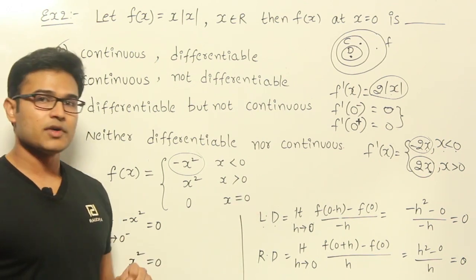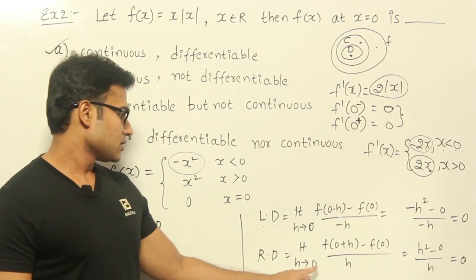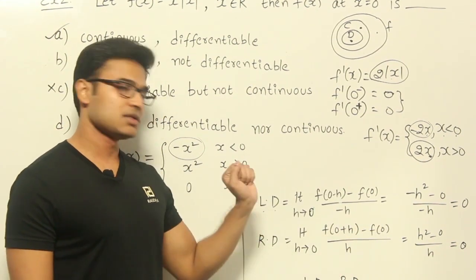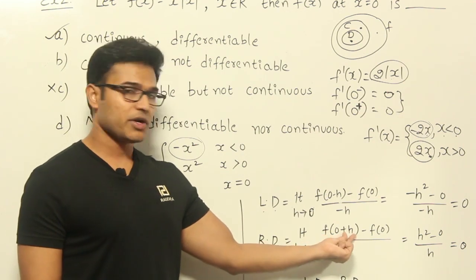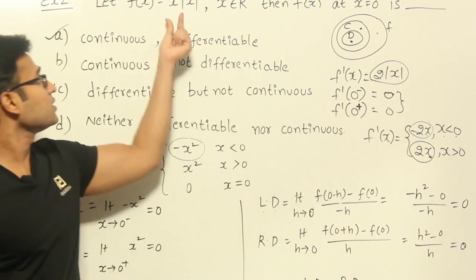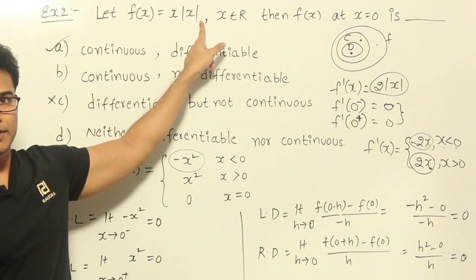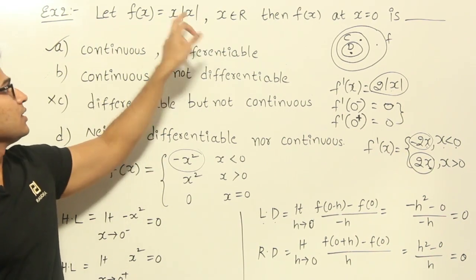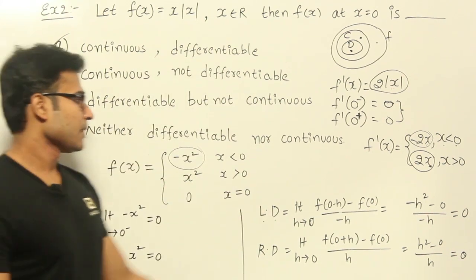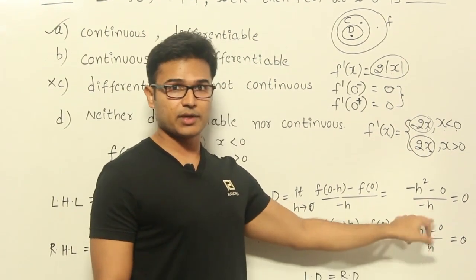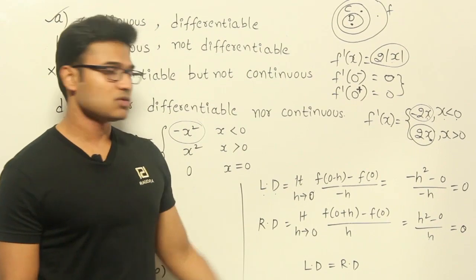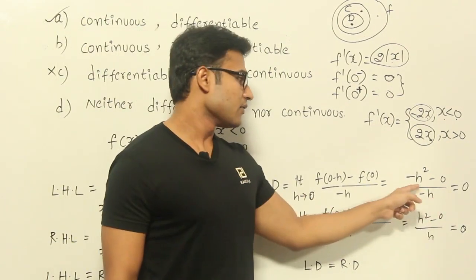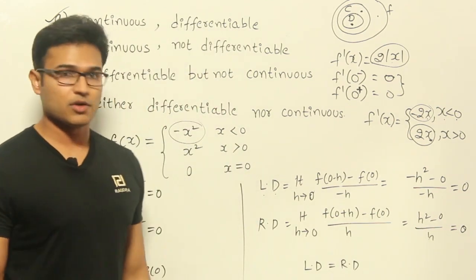Now what about the right derivative? In the right derivative, limit h tends to 0, f of 0 plus h minus f of 0 divided by h. Now h is a positive number, and if you substitute h here, it is going to be h into mod h. Since h is positive, you need not multiply with a minus sign, so it is going to be h square only. So h square by h, which is nothing but h, and since limit h tends to 0, in place of h if you substitute 0, the output is going to be 0. So the left derivative and right derivative both are equal to 0.